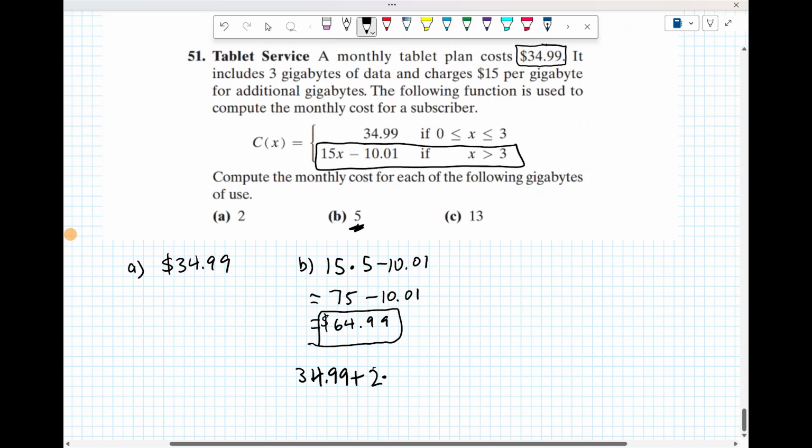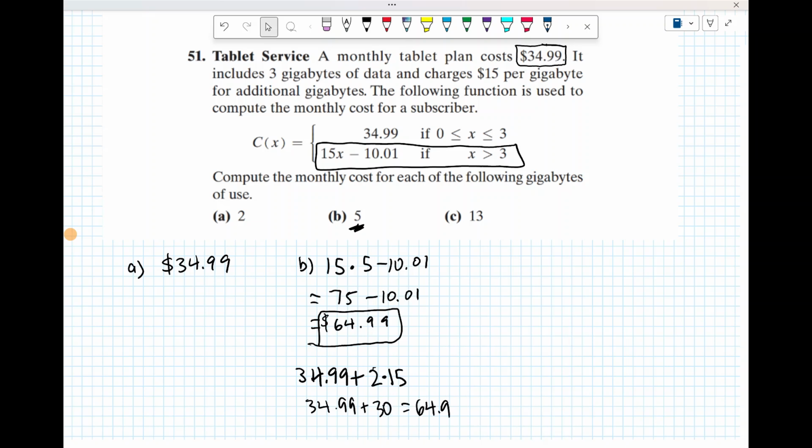It's 2 extra gigabytes, and remember the $15 per gigabyte for every extra gigabyte. That'll be 2 times 15. Now this ends up being 34.99 plus 30, which is 64.99. I just wanted to show you can think of it more than one way, right? But I also wanted to show you that this formula, even though it might seem funny and you might not be sure where it came from, does end up working as well.